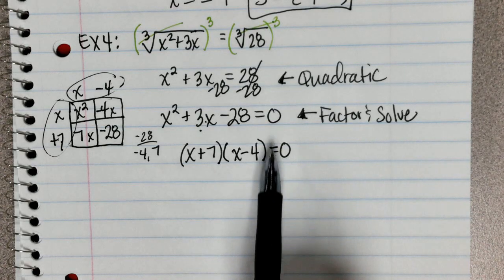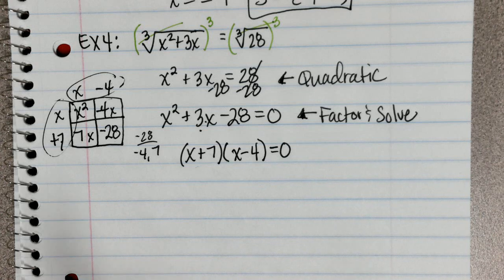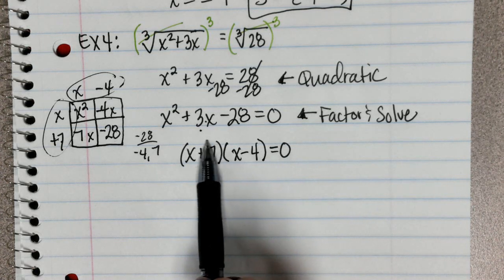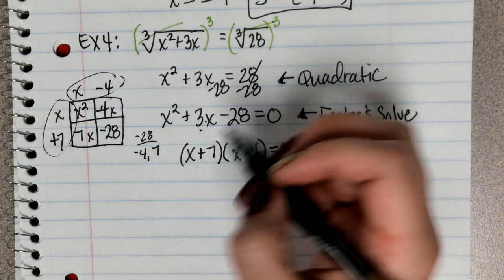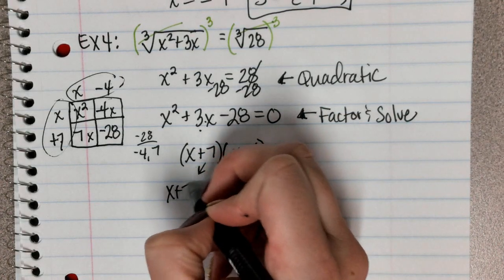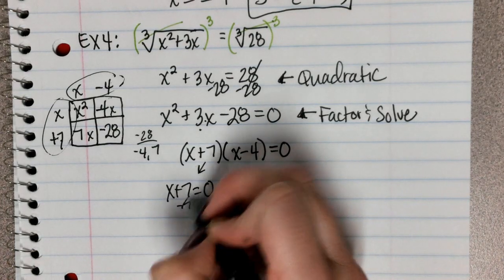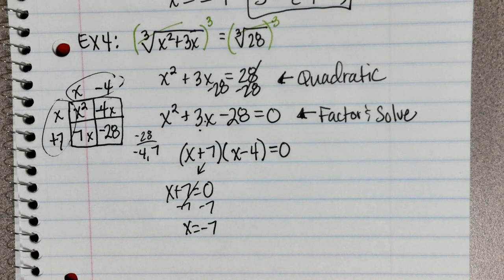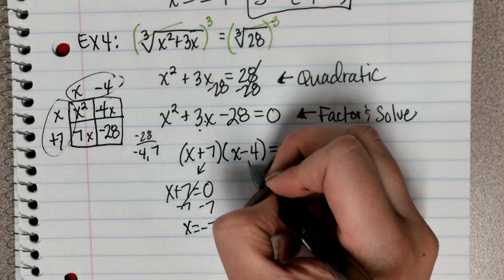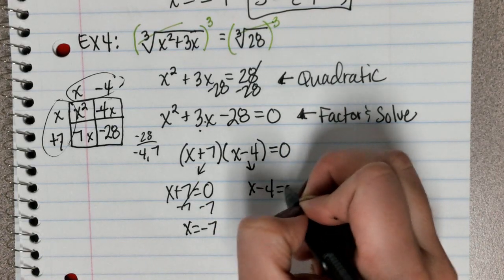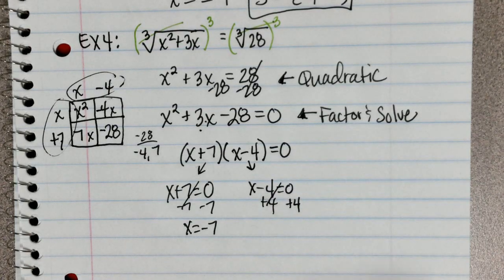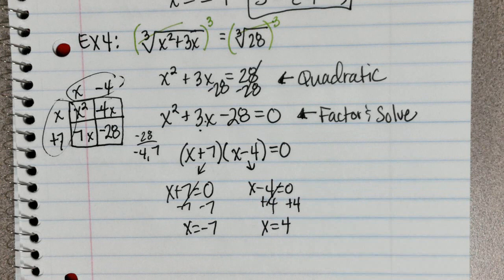I need that equals 0 because that's the reason this whole thing works. Now remember, quick way to get your answers? It's just going to be the opposites of these. So you set each equal to 0. x plus 7 equals 0, minus 7 minus 7, x is negative 7. x minus 4 equals 0, add 4, add 4, x is 4.